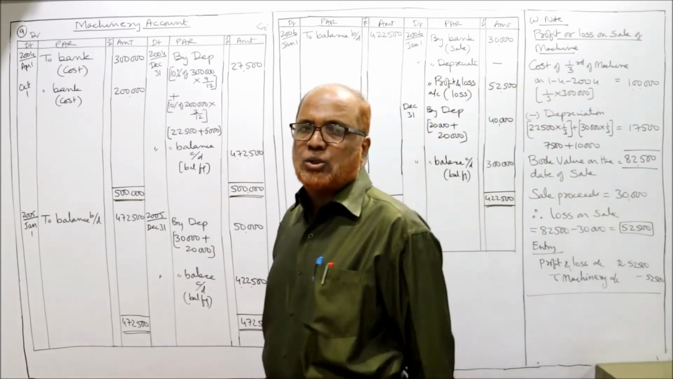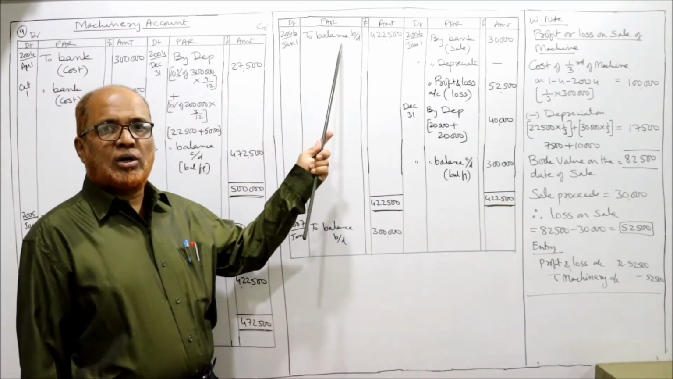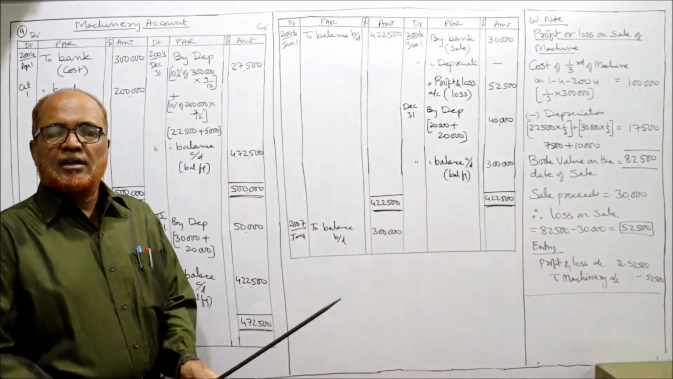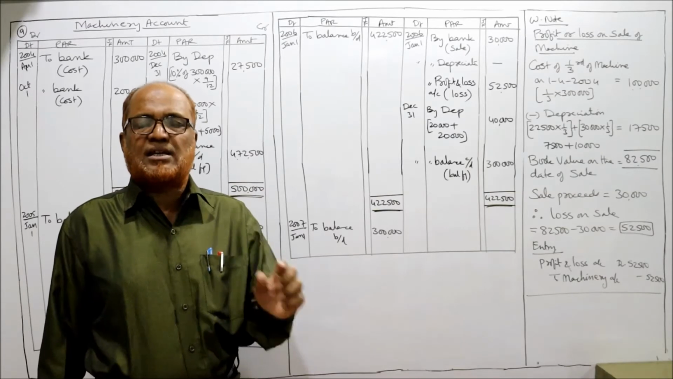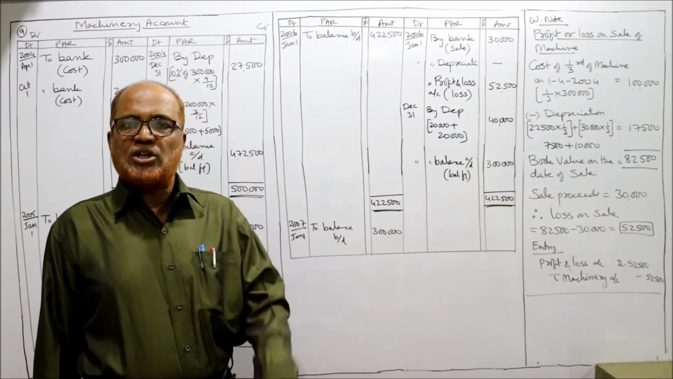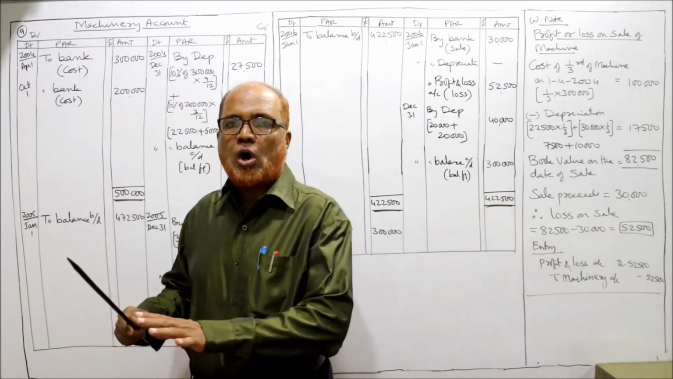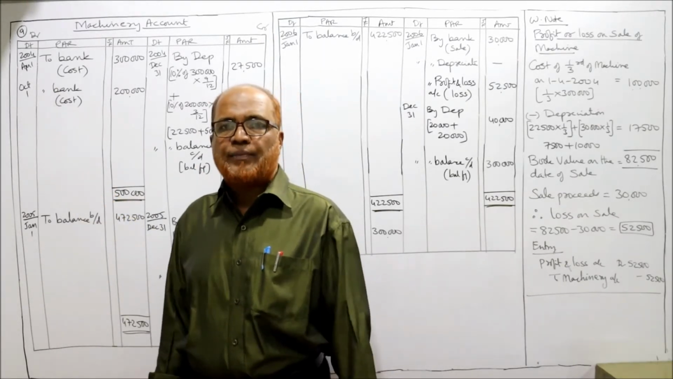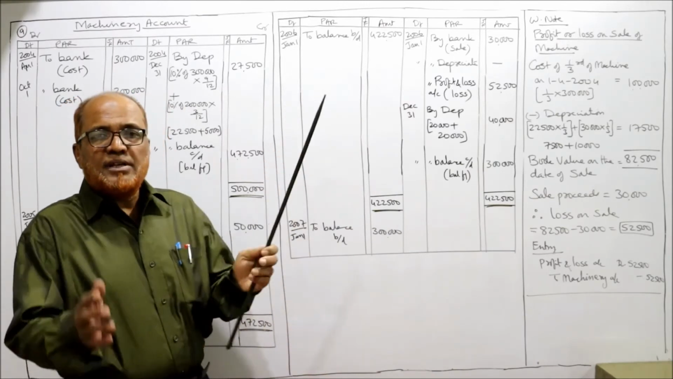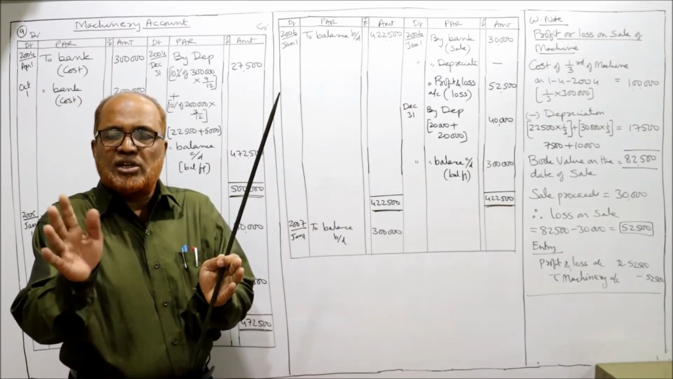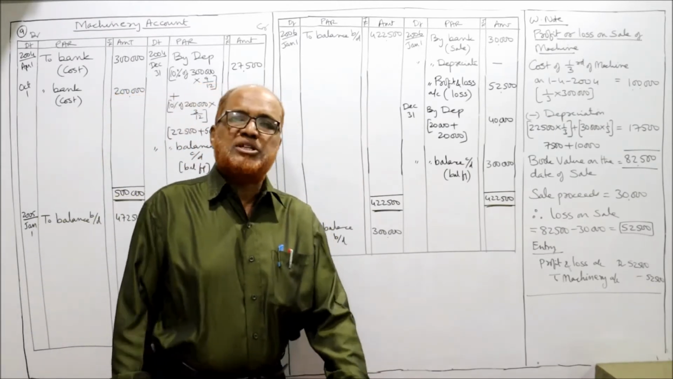Now we'll come to the last year, 2006. 2006 January 1st, to balance brought down 4,22,500. Now on the same date, 1st January 2006, 1/3 of the machine which was purchased on 1st April 2004 was obsolete and was sold away. So on which date it was sold? On January 1st 2006. That means during the year 2006 the machine is not used. On the first day itself the machine is sold.